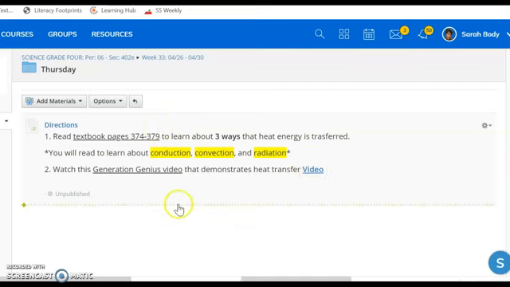You're going to click here, and Dr. Jeff is going to kind of bring these terms to life and show you examples of conduction, convection, and radiation.